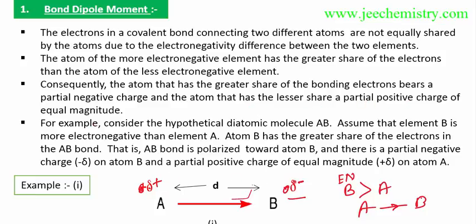The partial positive and partial negative charges are equal in magnitude. Del plus and del minus are equal in magnitude; only the magnitude is considered, not the plus or minus sign. Whatever the charge is, if it is plus 2 coulomb, then the other will be minus 2 coulomb, but the magnitude will be equal. In this way I want to make it clear.